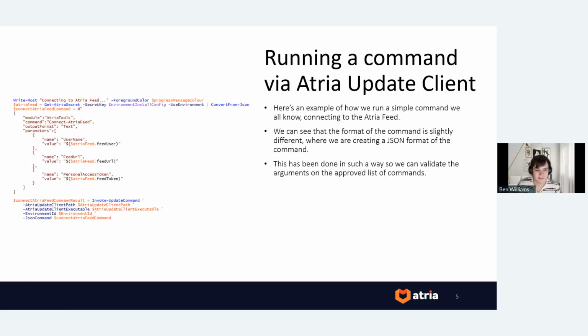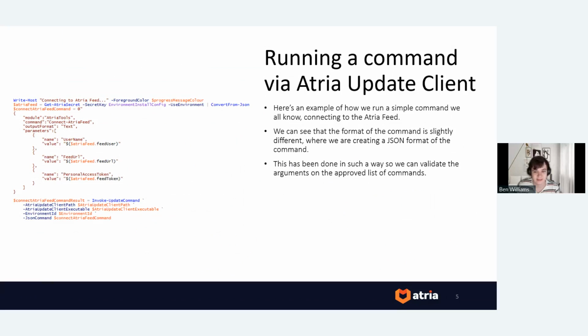So how do you run a command via Atria Update? Everybody knows how to connect to an Atria feed. It's a very simple command that we use to get down our code and packages. So here's how it would look broken down. You're breaking down the command into what the command is and the parameters in a JSON format.